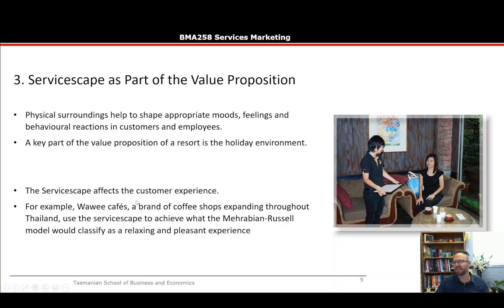So the servicescape affects the customer experience. For example, at Huawei's cafes, a brand of coffee shops expanding throughout Thailand, this organisation uses servicescapes to achieve what the Mehrabian-Russell model would classify as a relaxing and pleasant experience. And we've got an example here. If your business is about trying to be positioned as a relaxing place, then the whole service environment has to be crafted in a way that conveys that message and helps people to relax, right? So if you've got loud house music going on, that's not going to help people relax. You want to have the gentle, whatever music goes on, the harp playing or something.